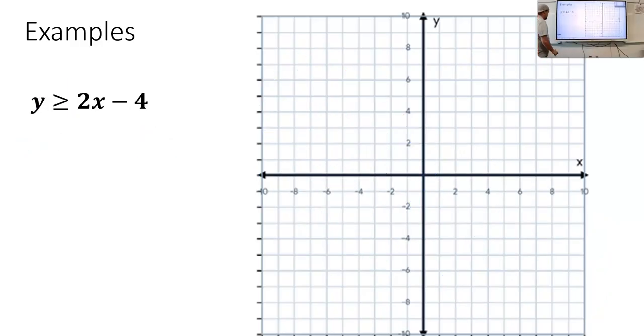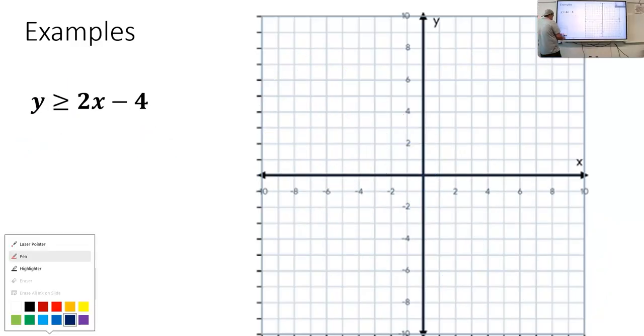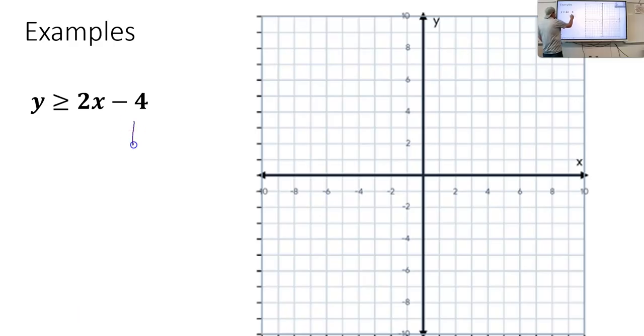Okay, y is greater than or equal to 2x minus 4. So I have a y-intercept of negative 4 and a slope of 2. So I'm going to start at negative 4. Slope of 2 means up 2, right 1. Up 2, right 1. Up 2, right 1.